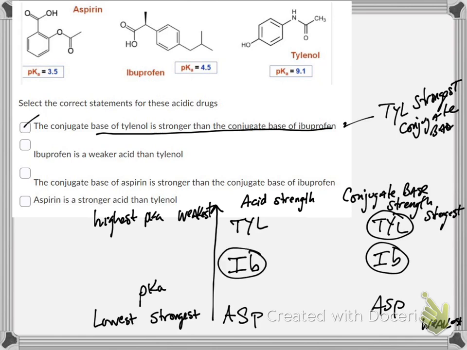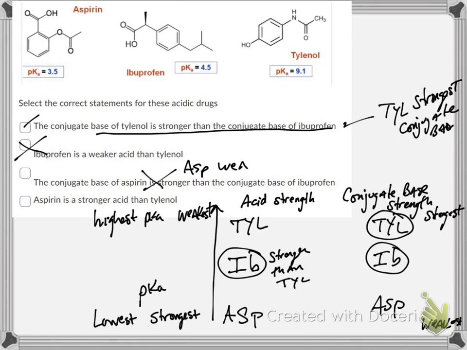Okay, next. Ibuprofen is a weaker acid than Tylenol. And that's not true. Ibuprofen is stronger as an acid than Tylenol. Ibuprofen's pKa is much lower than Tylenol, so we would expect ibuprofen to be a stronger acid than Tylenol. The conjugate base of aspirin is stronger than the conjugate base of ibuprofen. That's wrong. Aspirin has the weakest conjugate base because it's the strongest acid.